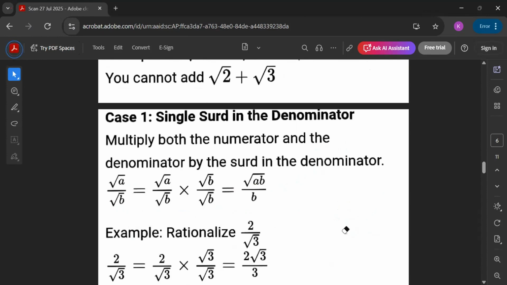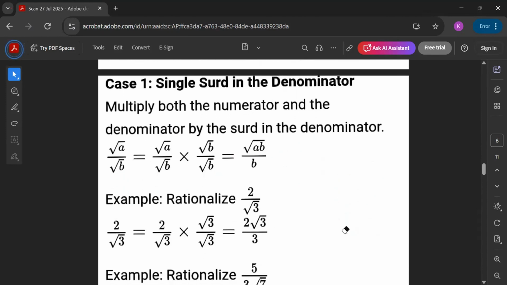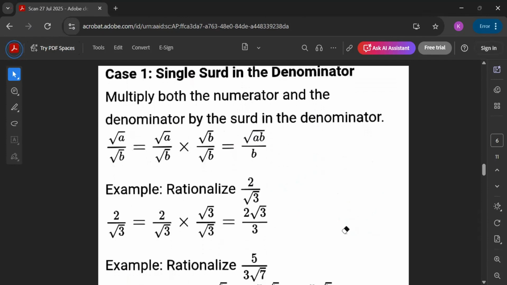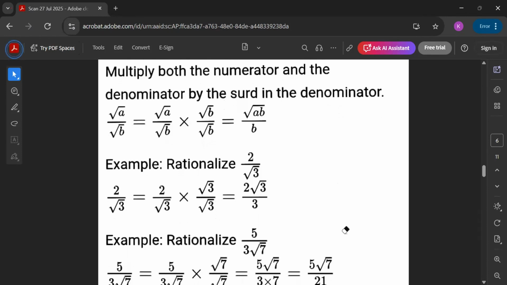Multiply. Now here we are going to learn another concept involved in the topic of surds, a very important one, that is rationalize. For rationalize, the questions come in different ways. This is the first example: you have to rationalize 2 upon root 3. In rationalize, we multiply and divide by the denominator. Over here, our denominator is square root of 3. So we will multiply by square root of 3 and divide by square root of 3.